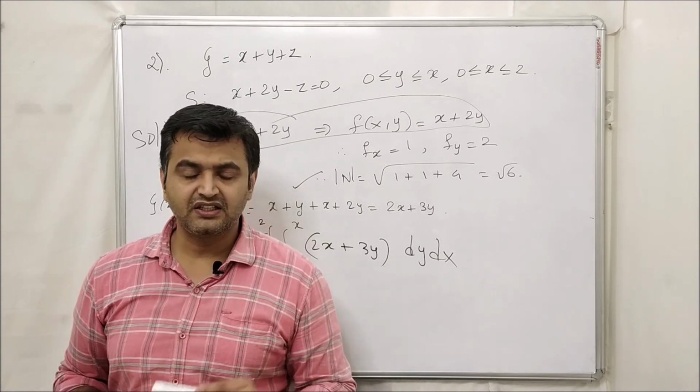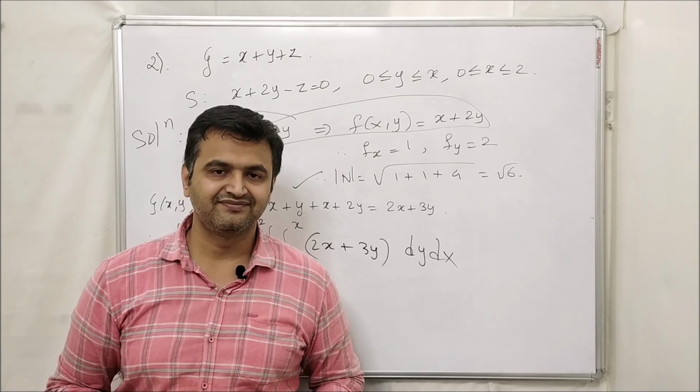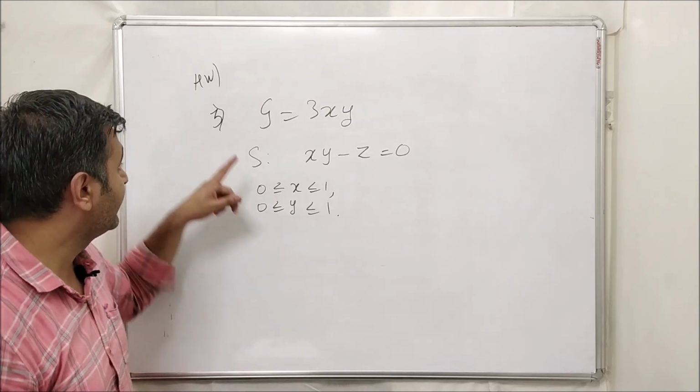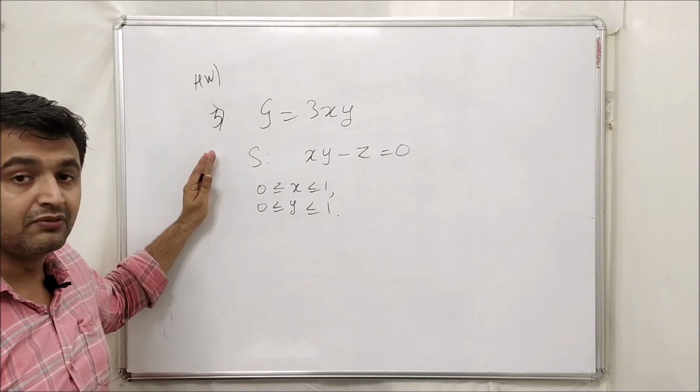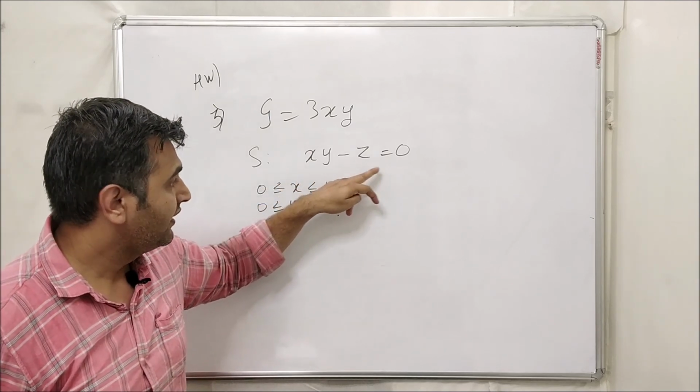Now let me give you one last homework problem for your practice. Here is a homework problem. Why have I written over 3? Because the first 2 also you have to tell me the answer, and this you have to solve completely. So your z is xy.